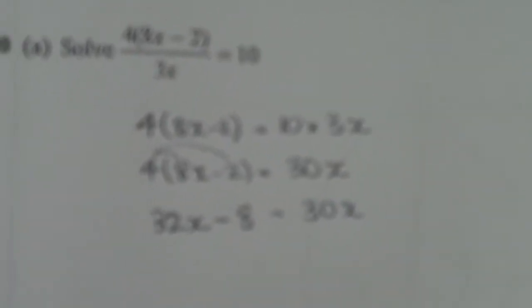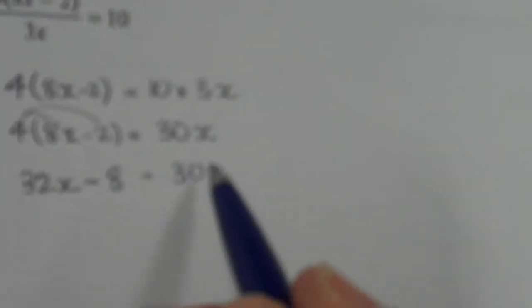And now there are many ways you could solve it. I like to get my x's on one side and my numbers on the other. So I'm going to start off by making this x join this one, and it becomes minus 30 because it's jumped over. So 32x minus 30x is 2x. I've still got minus 8, and this has jumped over, so I've got nothing left over.